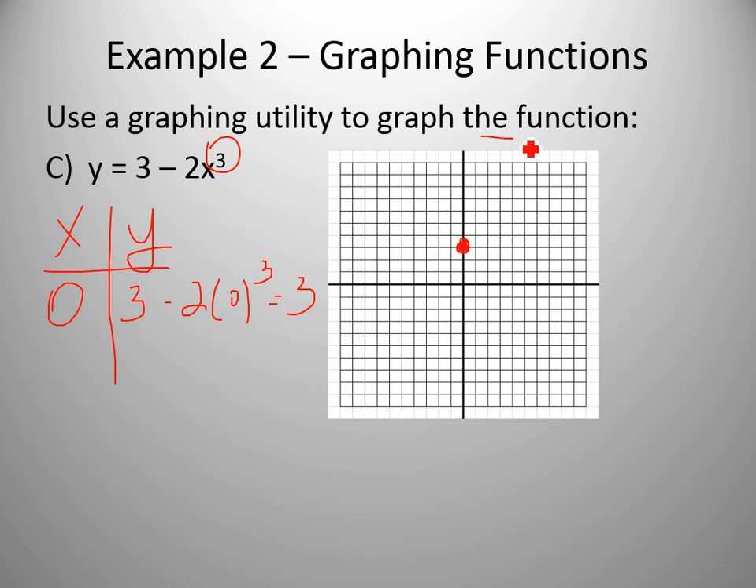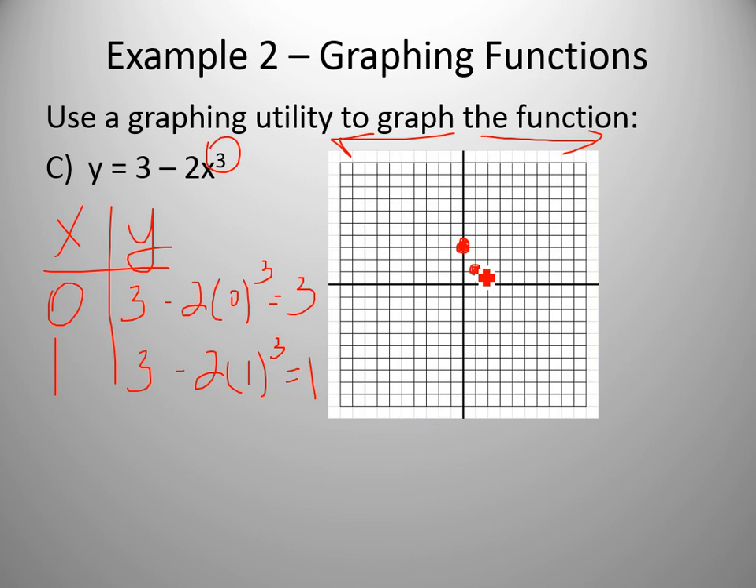Then once again, I'm going to get a point on this side, I'm going to get a point on this side, and see if I can get that chair looking shape with my 3 points there. So I'm going to put a 1 in next. So this is going to be 3 minus 2 times 1 cubed. Right, and when I do that, I get positive 1. So here's another point, 1, 1 on the graph.